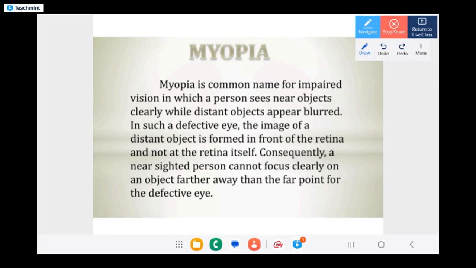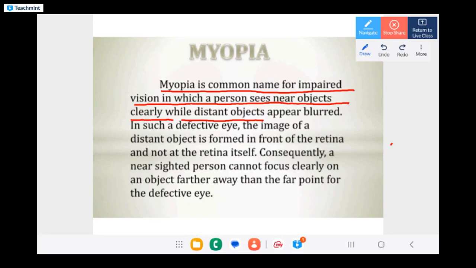Which vision is affected? That and the name of it. Myopia is a common name for impaired vision in which a person sees near objects clearly while distant objects, that means the far objects, appear to be blurred. So shortly you can say a person who can't see an object which is kept at a far distance. He or she can see things which are near, like he can read books, read things, and everything is pretty clear when objects are close by.